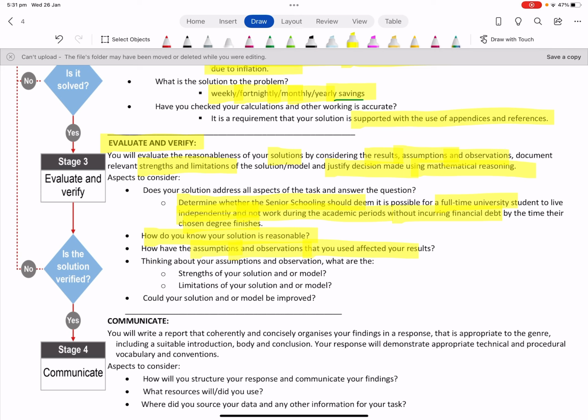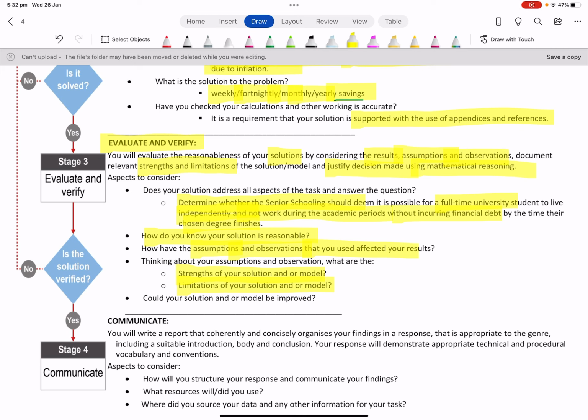Again, this is probably where you have a chance to get those higher marks, to figure out how the assumptions and observations that you have spoken about really have contributed to the value or the reasonableness of your solution. We also want you to think about your assumptions and observations. So what are the strengths of the model or the solution that you've come up with? And what are the limitations of the model and/or solution of your problem?